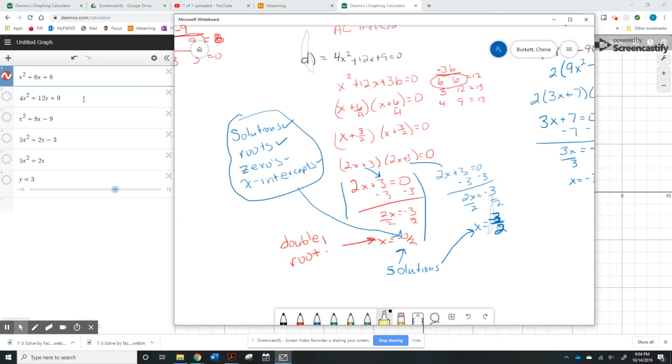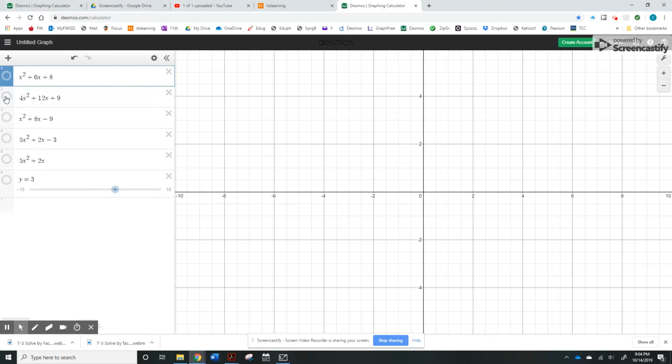I think I did this one too. So you see right here we have 4x squared plus 12x plus 9. I copied that right here. So I'm going to turn this one off and I'm going to turn that one on. And right here, it's not crossing the x-axis, but it's touching the x-axis at -1.5.